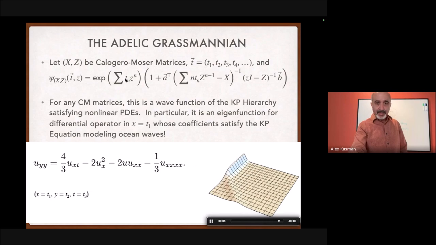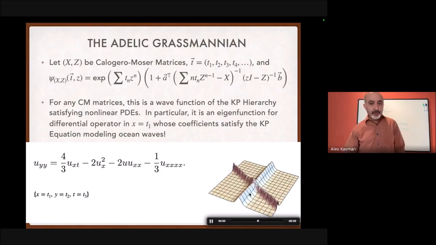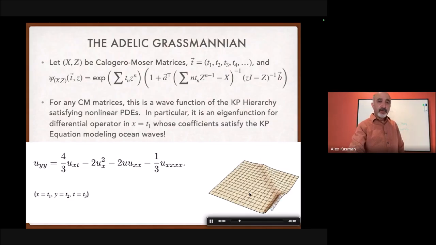Remember, there were infinitely many times here. For this correspondence, you let x be t1 and y be t2. Those are the two space dimensions. And then t, being t3, is the time variable for this. The other times don't matter for this equation, but they show up in other descriptions like the nonlinear Schrodinger equation and the sine-Gordon equation. They're all hiding in this KP hierarchy.